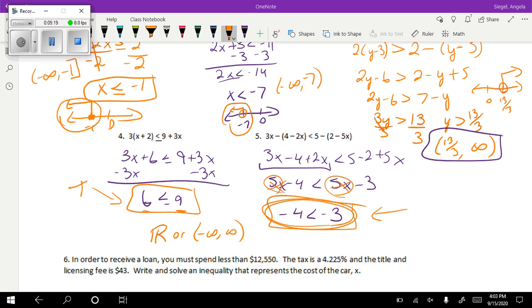Okay, so I'm goofy. This is true. So you would have the same answer. But let's pretend that I changed it to -4 is greater than -3. In that case, that would be false, and so my answer would be no solution. So just be careful on that.